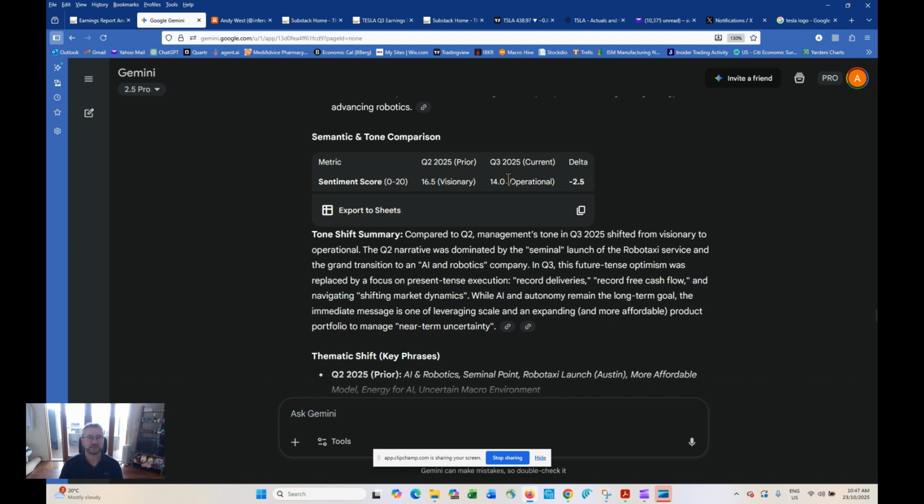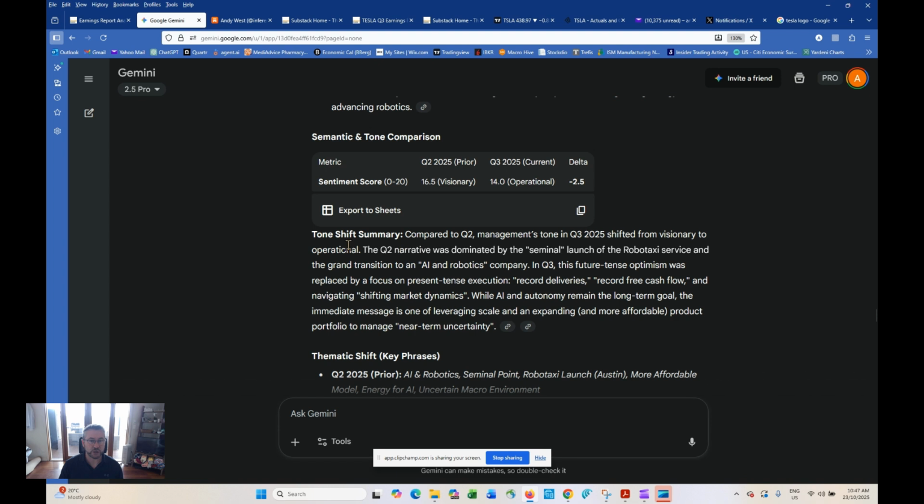And that's retraced to 14 in Q3, being very much a more operational focus, as we've pointed out. So the model is picking up these nuances in change in language and focus. And they're probably pretty important given Tesla can be quite a sentiment-driven stock.